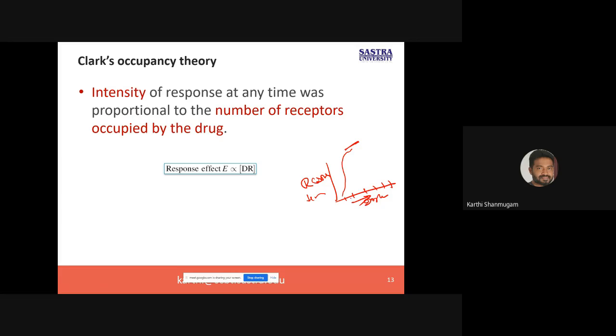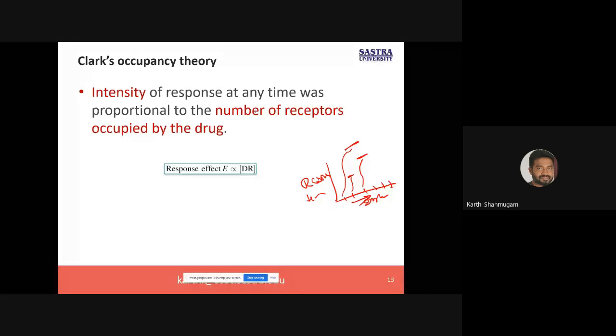So if I take a minimum quantity of the drug molecule, I can expect a minimum amount of response. If I take more of the drug molecule, I can expect more response, right? That is what is called intensity, the intensity of the response. The intensity of the response at any time is proportional to the number of receptors occupied by the drug molecule.